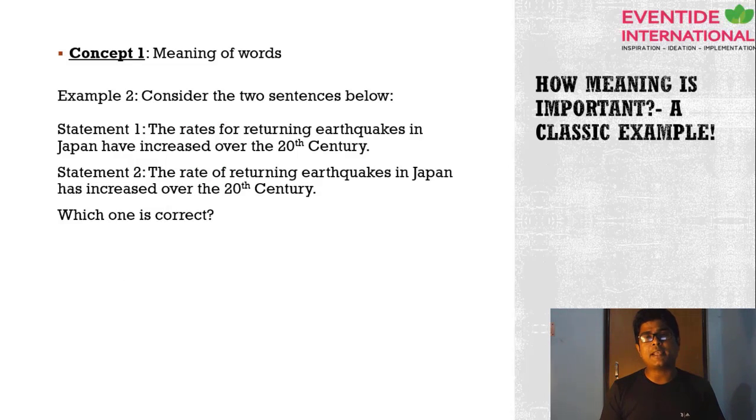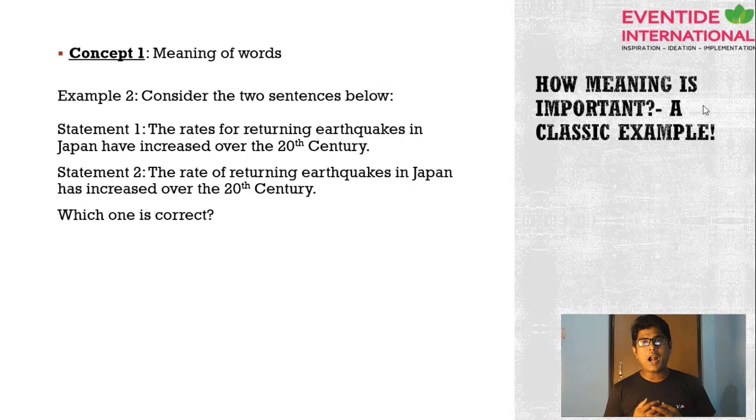Consider the 2 statements again. Statement 1 states the rates for returning earthquakes in Japan have increased over the 20th century. And statement 2 states the rate of returning earthquakes in Japan has increased over the 20th century. Which one of them is correct? Again, take your time. Pause the video for a second, solve it and come back. Are we done solving the question again? कि आपको इसका सही आंसर पता है? Okay, let's go directly into the answers.